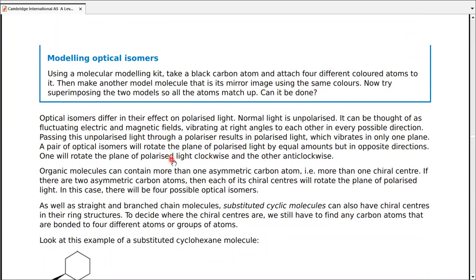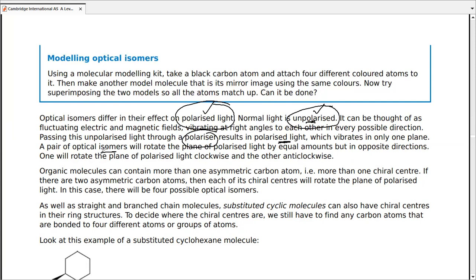Now, optical isomers differ in the effect on polarized light. This is something that we need to explain. Polarized and unpolarized light, or the kind of wavelength we are talking about, is something that comes right out of physics. Normal light that we talk about consists of hundreds, thousands, millions of wavelengths at the same time. That is unpolarized light. Polarized light is light of a single wavelength, only one wavelength type. So what we do is take normal, unpolarized light, put a polarizer in its path, and it converts it into polarized light. How? It only allows one single wavelength to pass, and it blocks the rest.